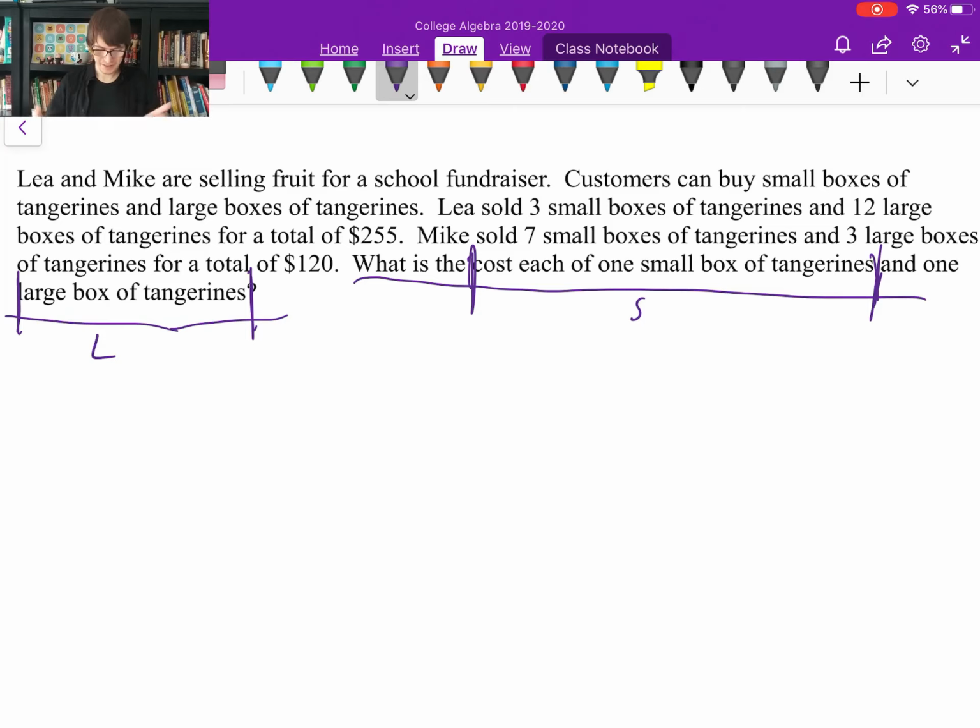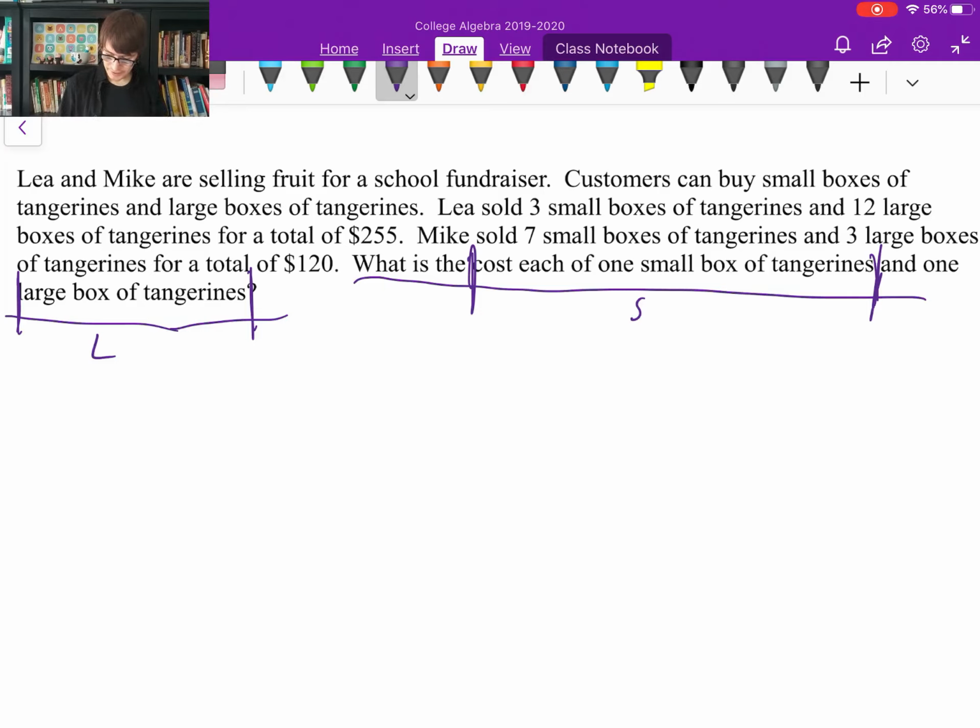Let's just see where that plays out. And I'll use a capital L for large, just because that way it won't get confused with 1. Okay, so let's see if we can find some equations with this. If we can find some equations for S and L, then we can find the actual variables and we'll have what they're looking for.